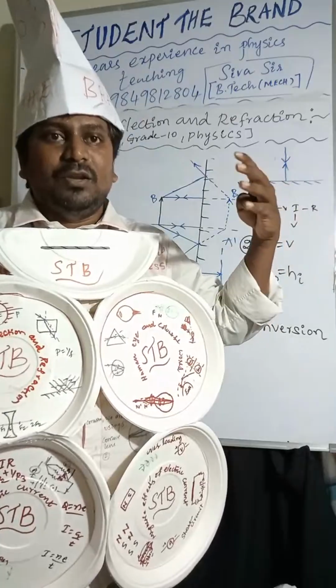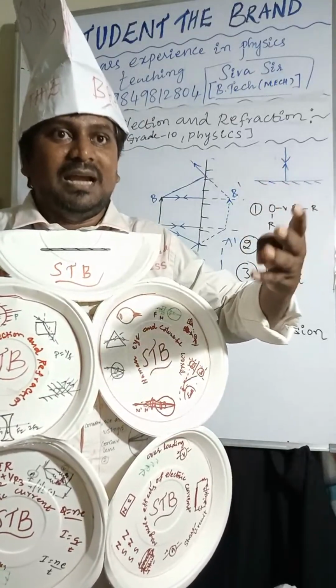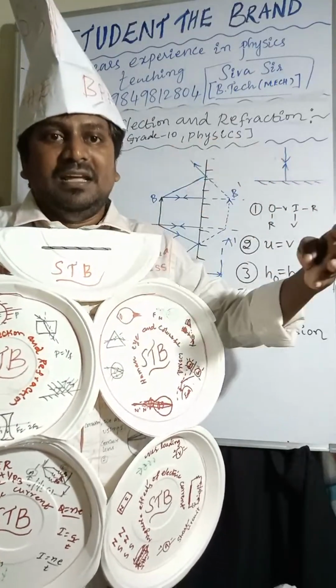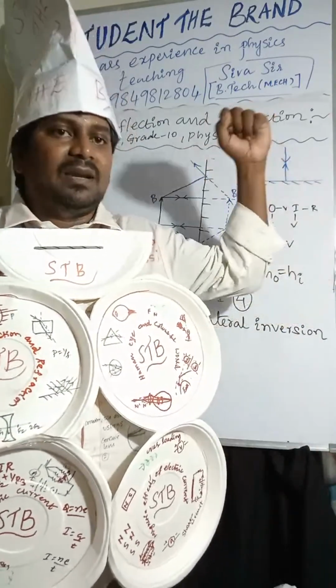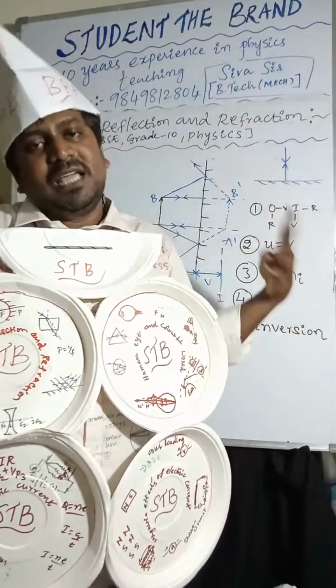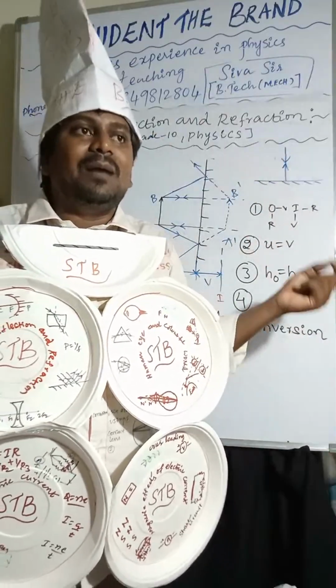Best example: when you are standing in front of the mirror and you lift your right hand, it appears on the left side. If you lift your left hand, it appears on the right side. Same phenomenon. So that is one example I'll give.